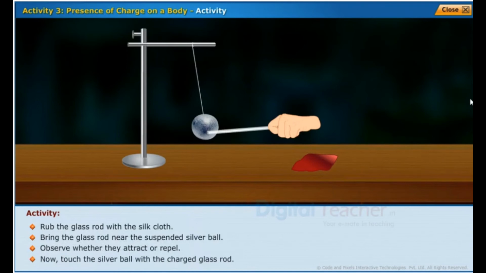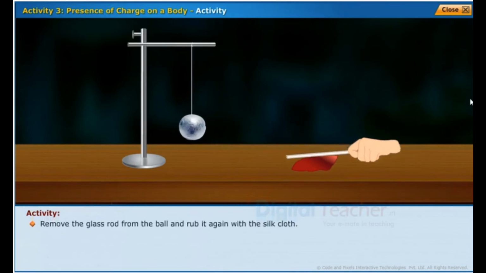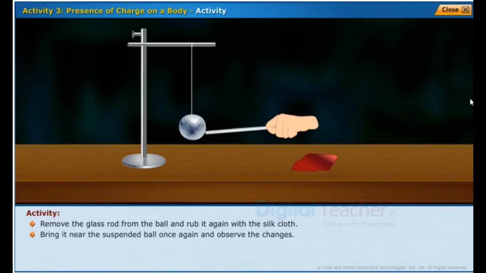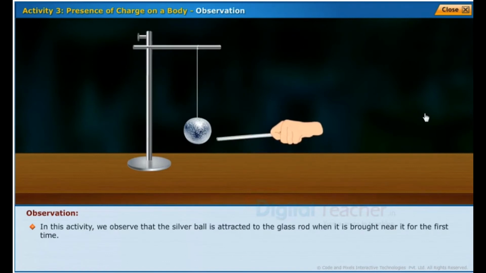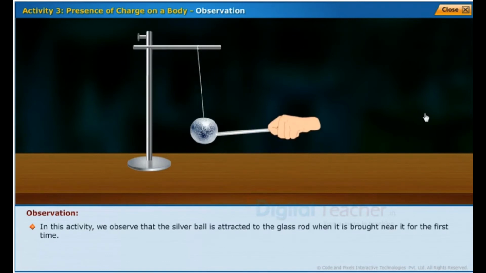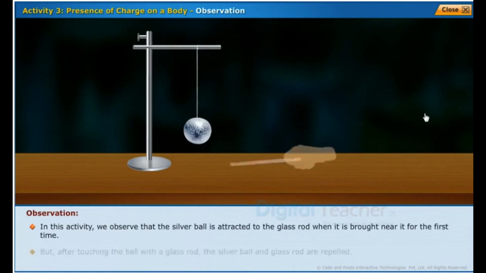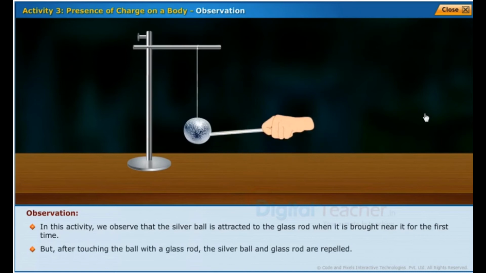Now, touch the silver ball with the charged glass rod. Remove the glass rod from the ball and rub it again with the silk cloth. Bring it near the suspended ball once again and observe the changes. In this activity, we observe that the silver ball is attracted to the glass rod when it is brought near to it for the first time. But after touching the ball with the glass rod, the silver ball and glass rod are repelled.